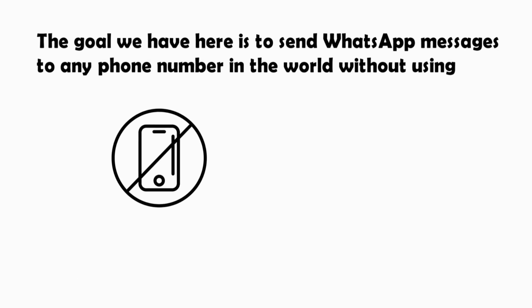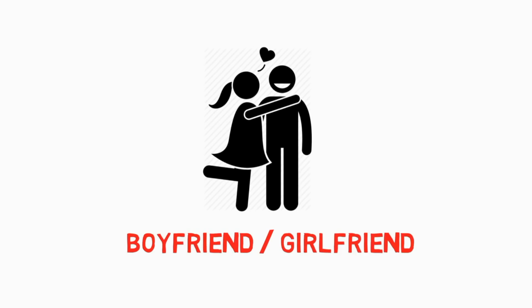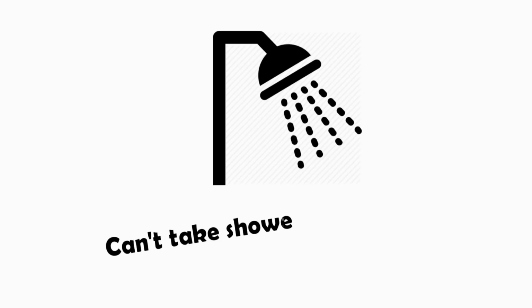The goal we have here is to send WhatsApp messages to any phone number in the world without using the phone or internet. And you will understand the reason for me doing it if you ever had a boyfriend or girlfriend, because it's an unofficial rule to send "Good morning, honey, have a sweet dream, I love you, I miss you, I can't take a shower without you," all these messages every single day.